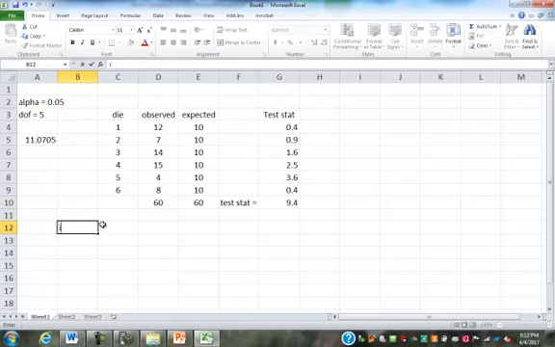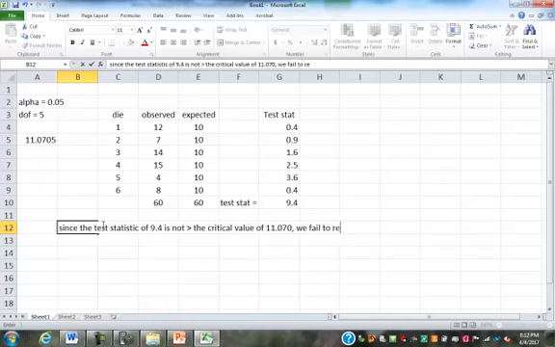So, again, since the test statistic of 9.4 is not greater than the critical value of 11.07107, we fail to reject the null hypothesis, H0.